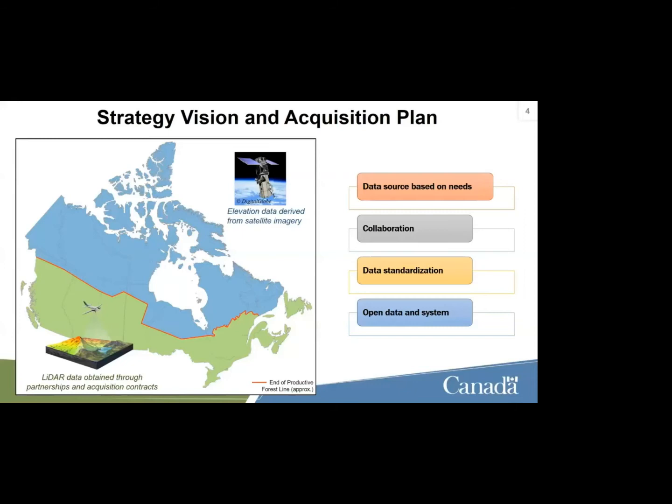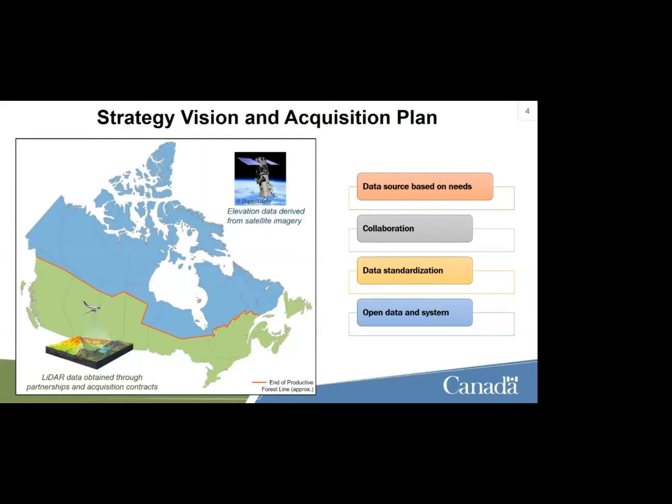This slide explains how we implement the strategy. To support the strategy, we have established 4 pillars. The first one is to use appropriate sources based on the needs to increase high-resolution elevation data. It could be from LiDAR or satellite imagery according to the needs. You can see the acquisition plan on your left. We separated, in fact, the country in 2 parts according to the needs. We use the end of the productive forest for the line, for the separation, I mean. This line is approximate, and we will move the line according to the needs.